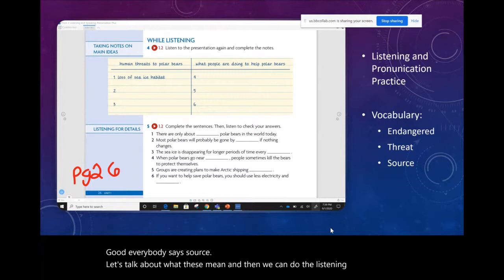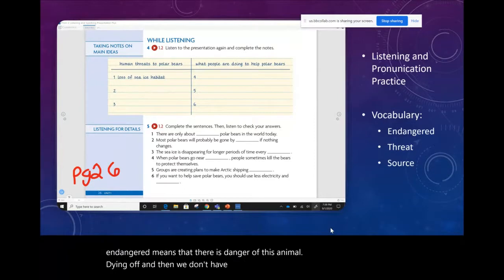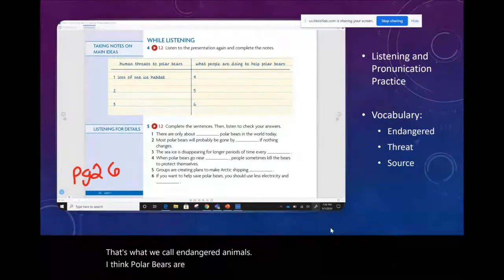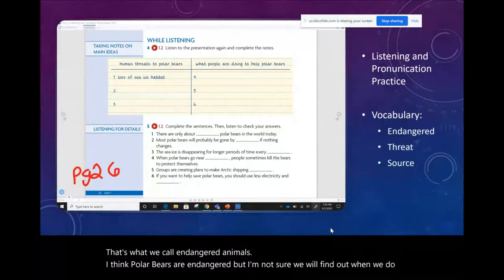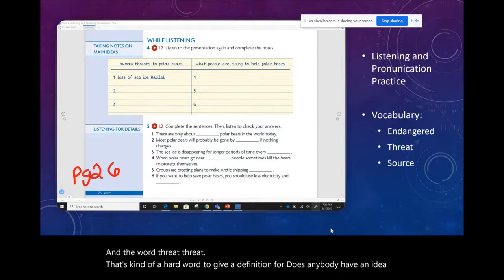So endangered means that there is danger of this animal dying off, and then we don't have any more of those animals. Okay, so these animals are very rare. That's what we call endangered animals. I think polar bears are endangered, but I'm not sure. We will find out when we do the listening. And the word threat. That's kind of a hard word to give a definition for. Does anybody have an idea of how to explain threat?